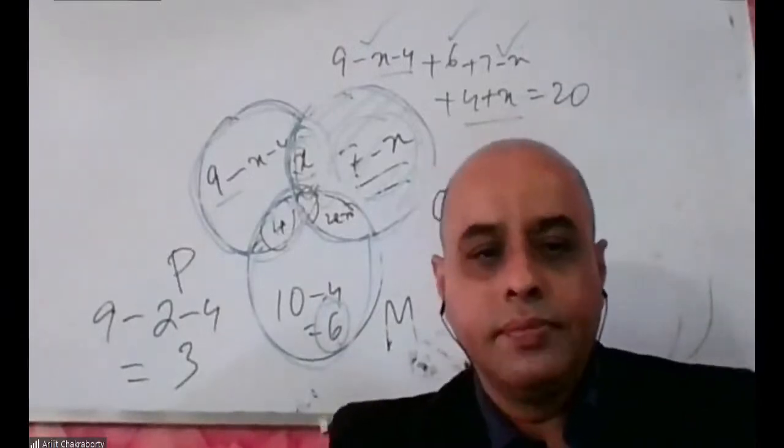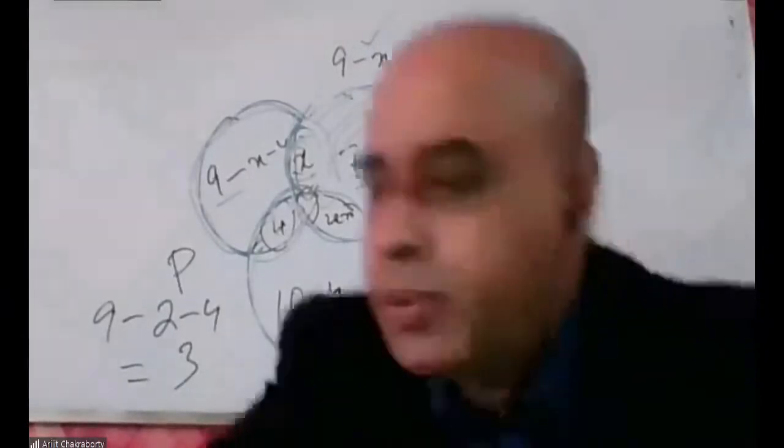Let P and Q be the sets. Okay, so we know that it is a percentage. It is given as a percentage, so the total has to be 100%.